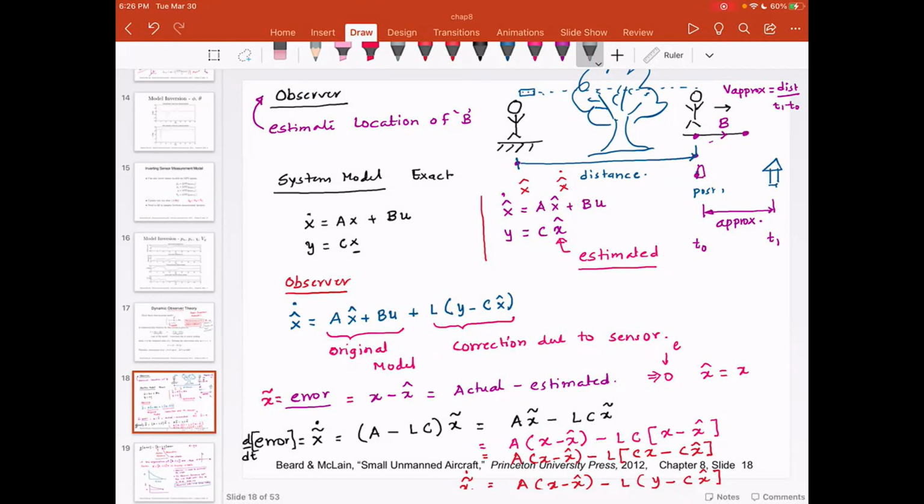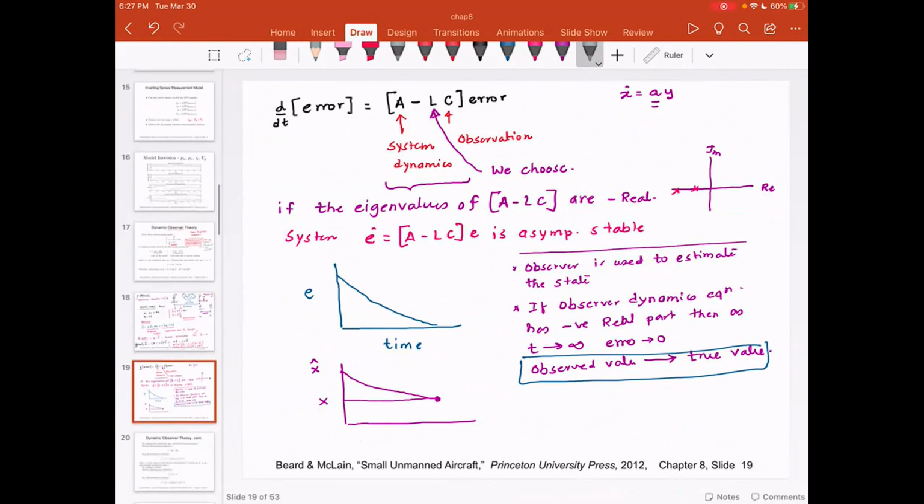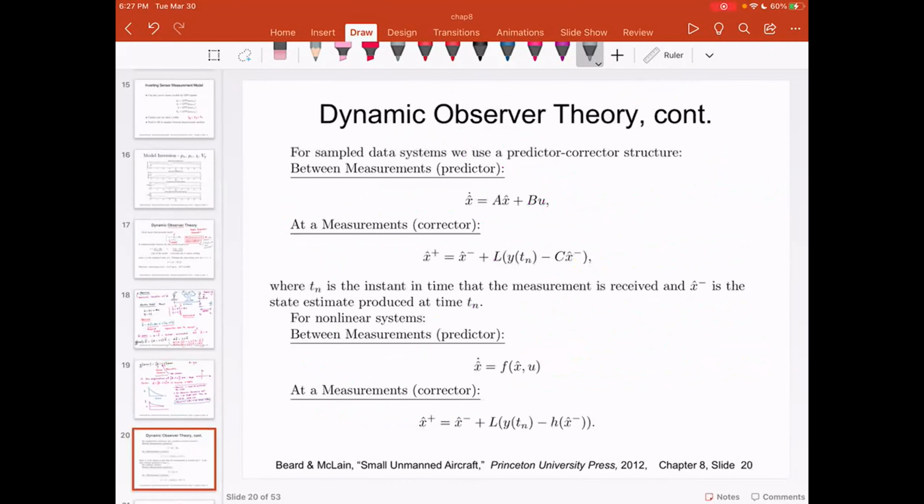And observer dynamics is nothing but constructed with the difference in the state dynamics. So what I'm going to do is use this observer equation to observe the variable. As long as that error goes to 0, then I can say that my observer is able to track the original state accurately.